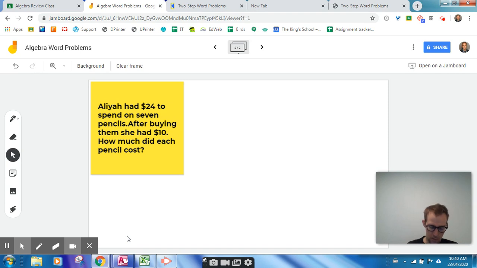So we're going to think about our constant terms here. The first constant term that we know for sure is that she had $24. She owned $24, so I'm going to write 24. And after she spent money on 7 pencils, she had $10. So we can write it out as 24 minus 7p. P is going to represent pencil.